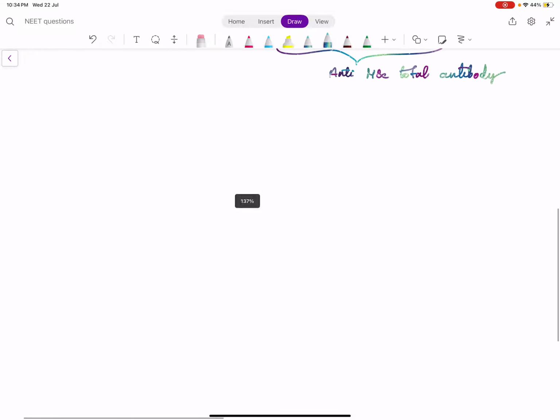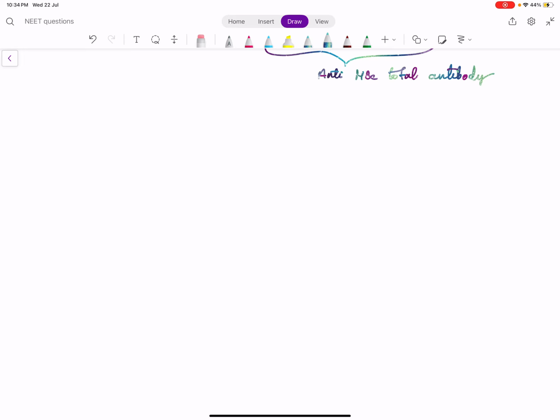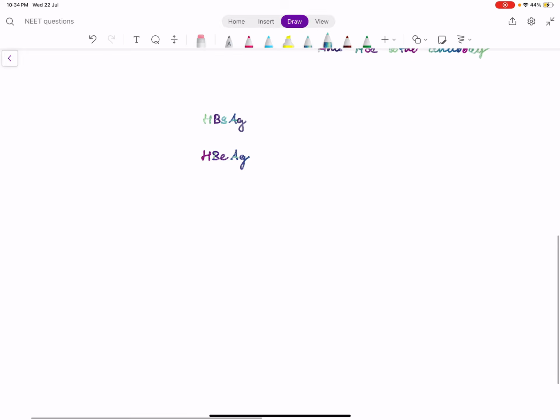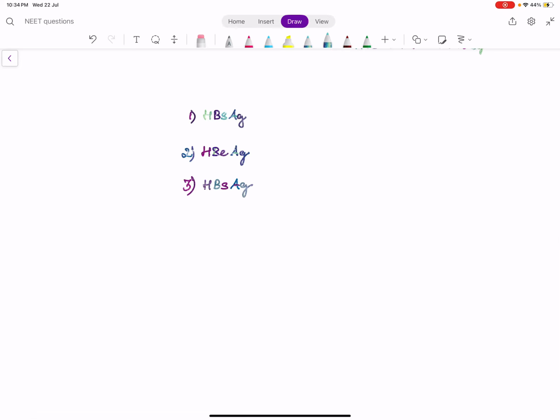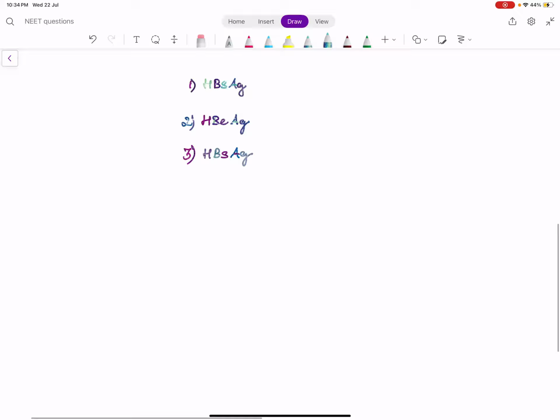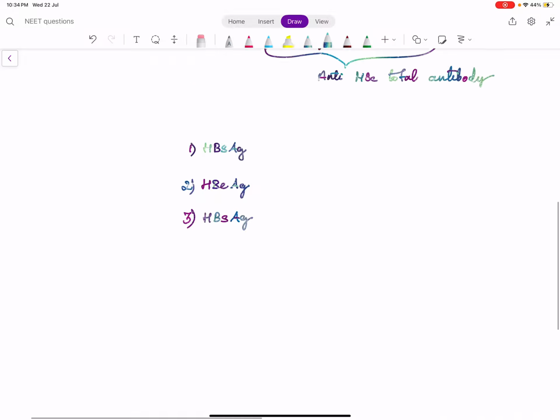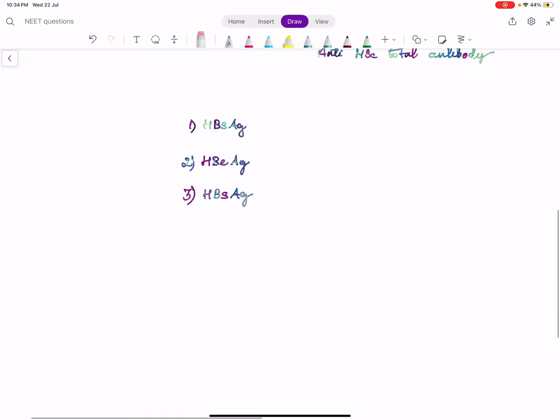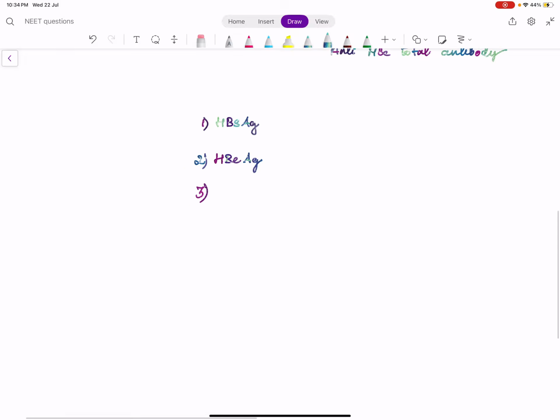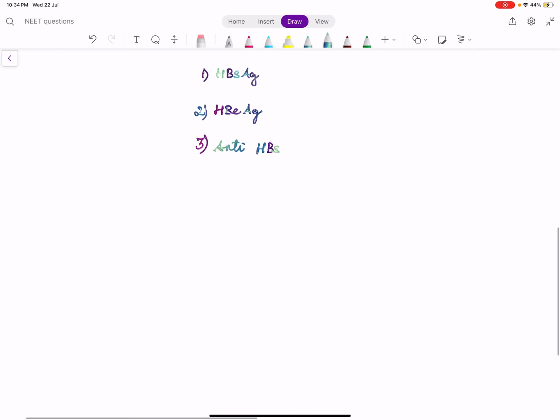Taking again the clinically relevant parameters, we have HBsAg, which is the surface antigen, and HBeAg, which is the envelope antigen. I told you HBcAg, core antigen, is not seen in blood. So 2 antigens. Regarding antibody, anti-HBs is usually taken as a single entity. We don't usually differentiate between IgM and IgG for anti-HBs.